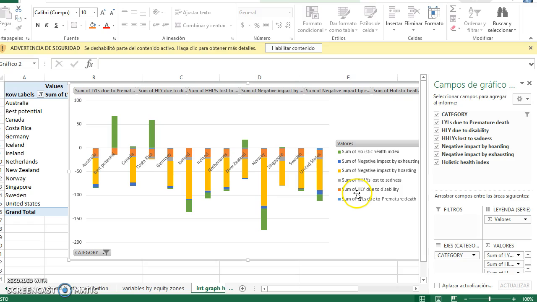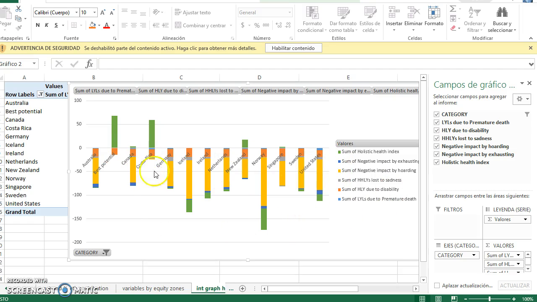Then we lose some quality of life years also by sadness, so the gap with the best standards on happiness is what we would estimate as lost by sadness. But then we also lose through our negative impact on others. One is by hoarding of resources, or if you want more polite, excess accumulation, and the other one is by exhausting of natural resources. So these have also been estimated in this graph.